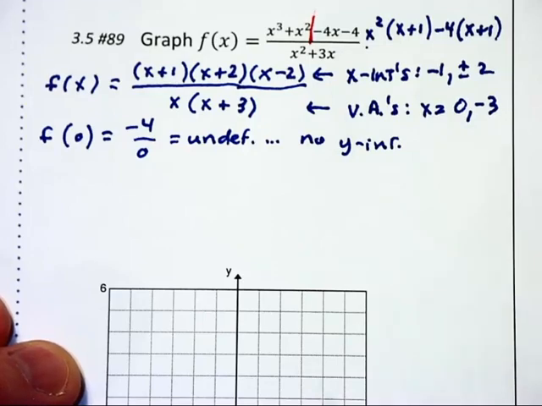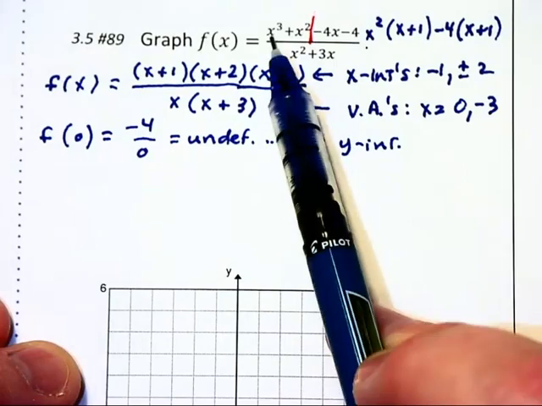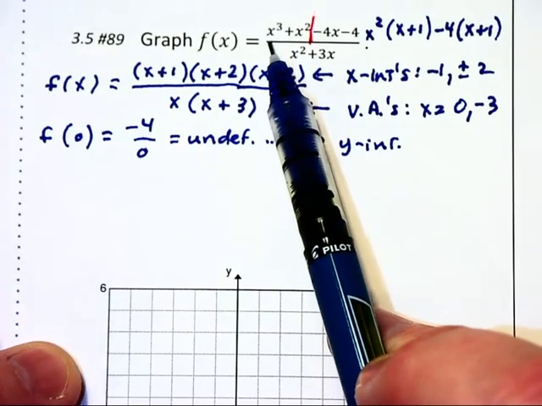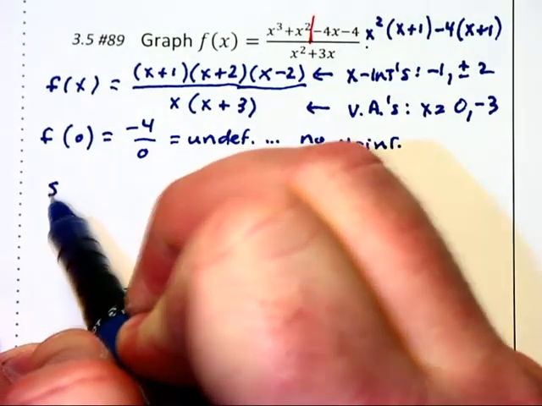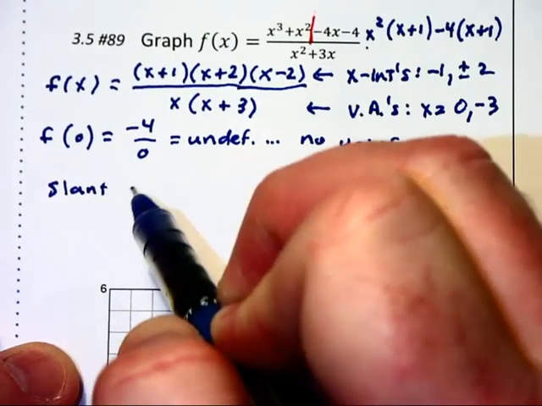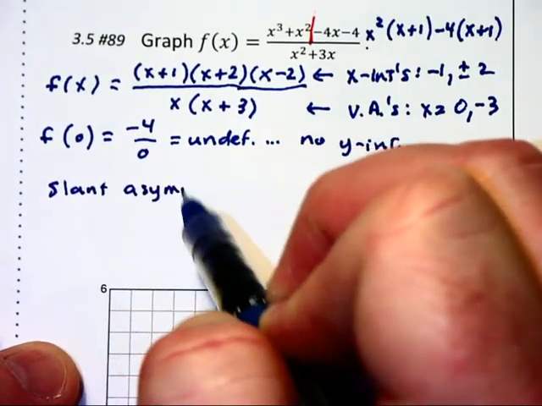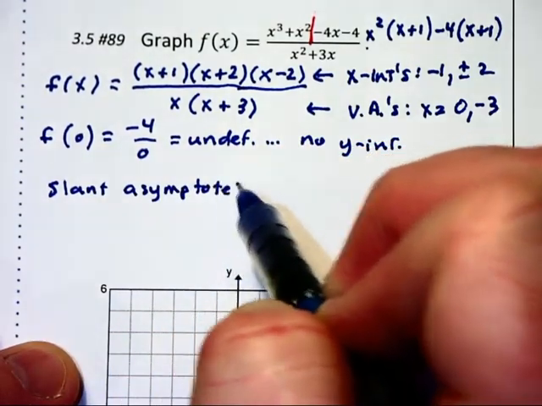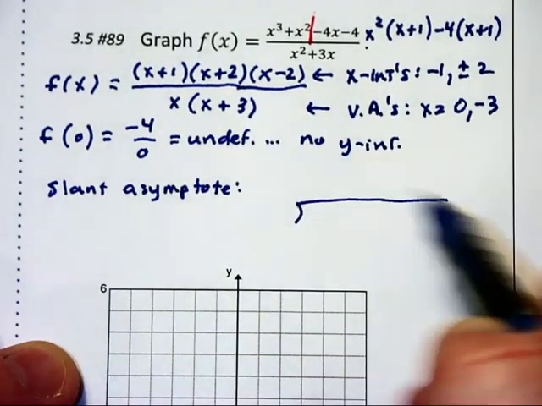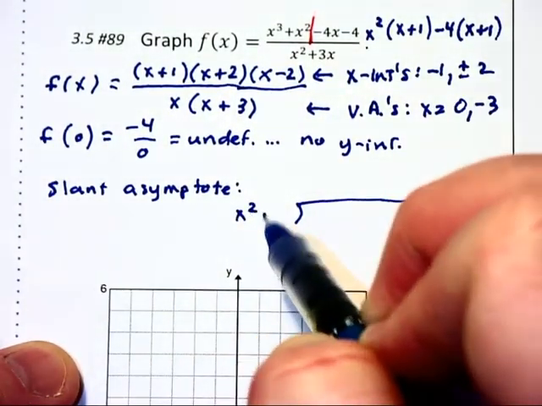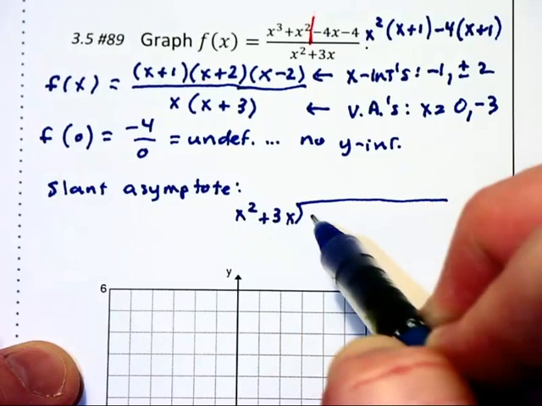We then look at the degree of the numerator and denominator and notice that the degree of the numerator is higher, and that tells us we will have a slant asymptote. That means we need to do some long division and divide by x squared plus 3x.